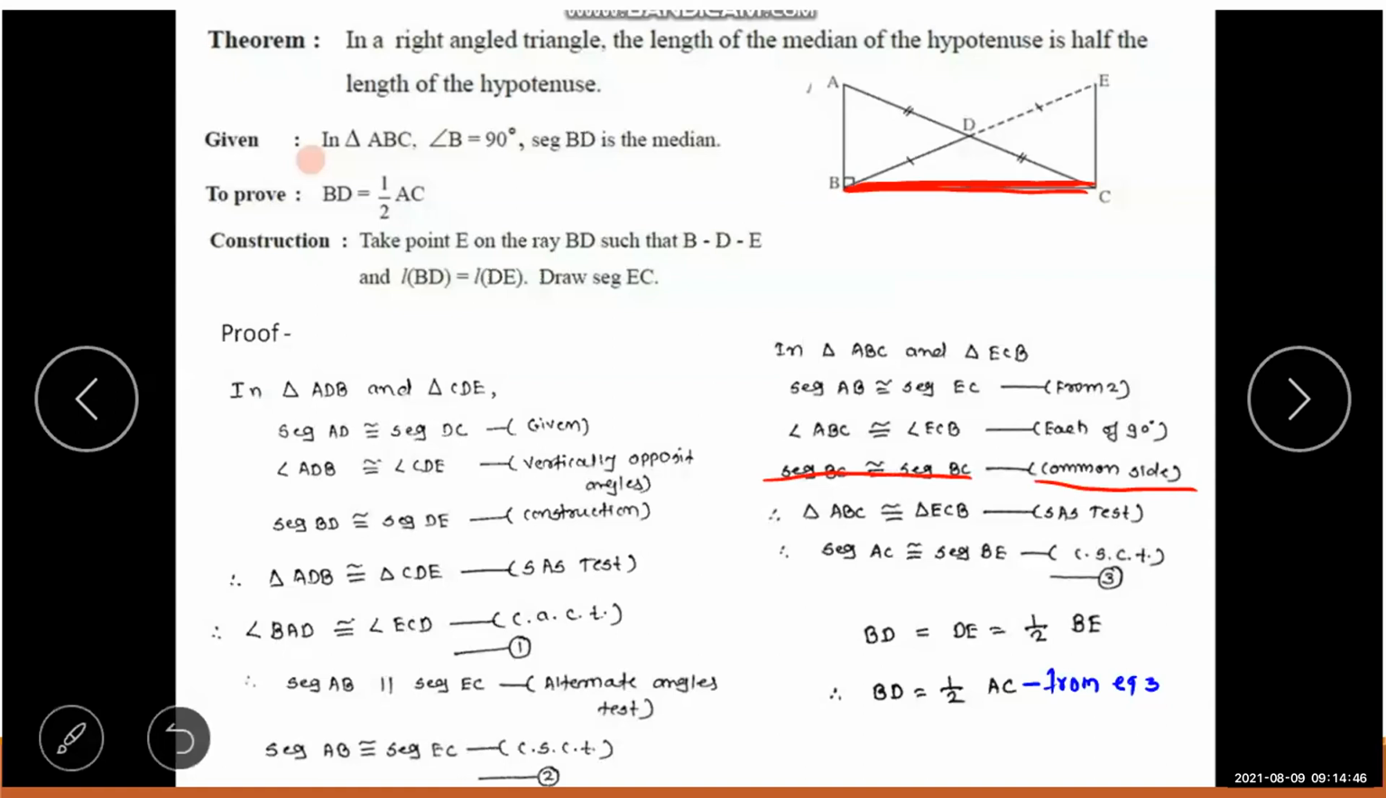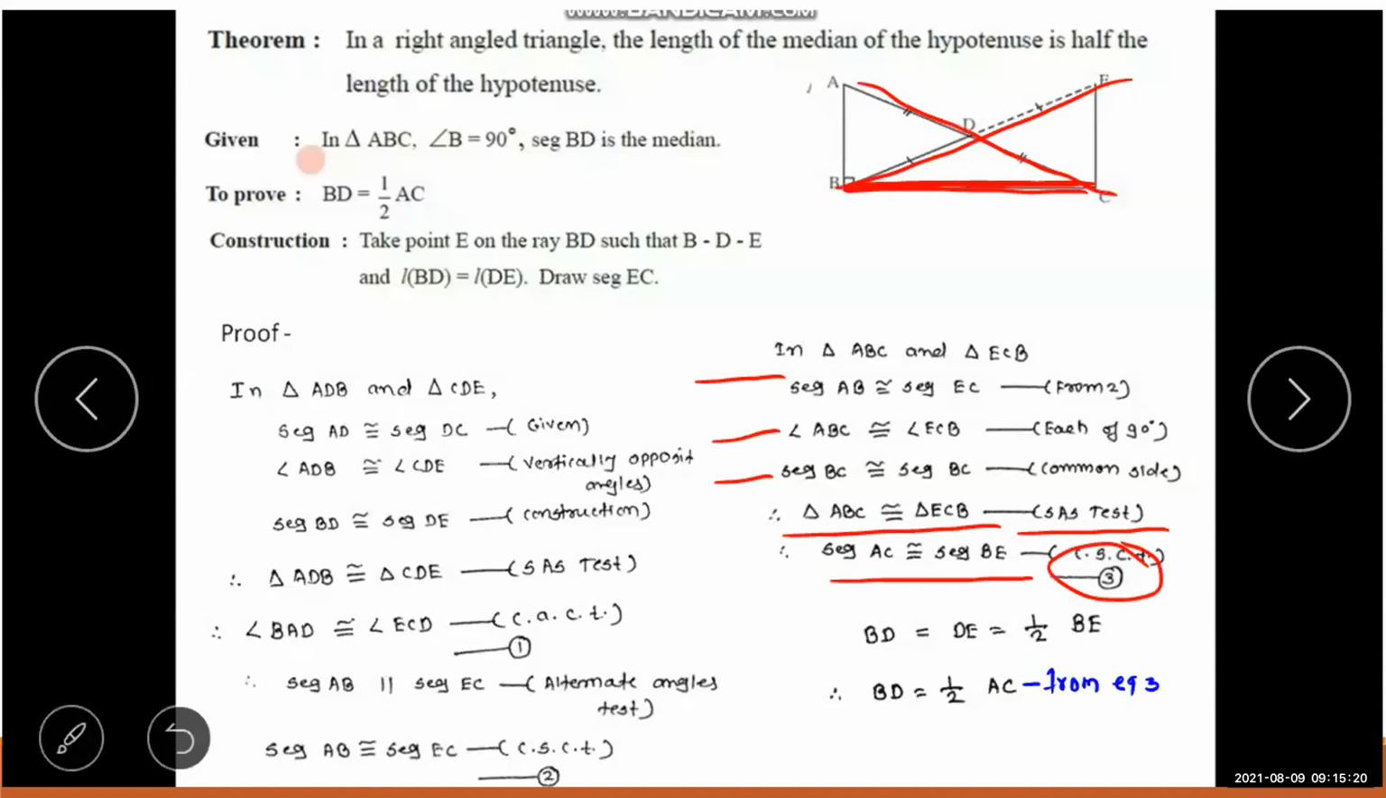So by SAS test, both the triangles are congruent to each other. And as the triangles are congruent, their corresponding sides are congruent, that means AC is congruent with BE. This AC is congruent with BE. So that is equation number 3.